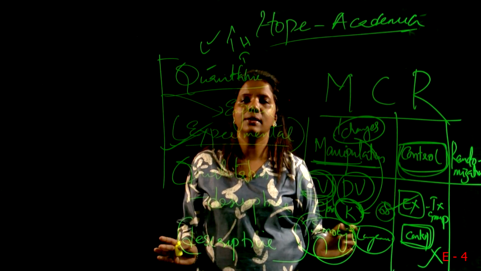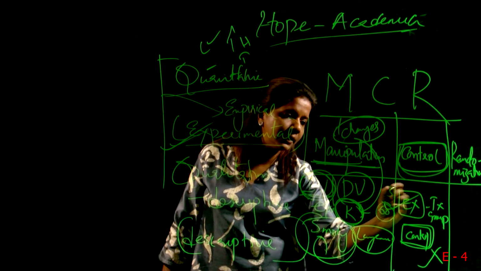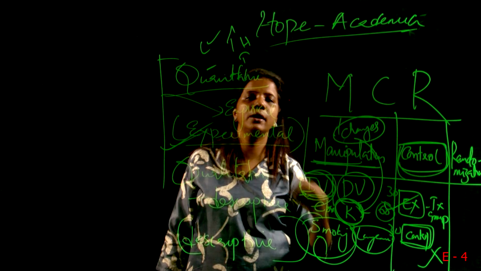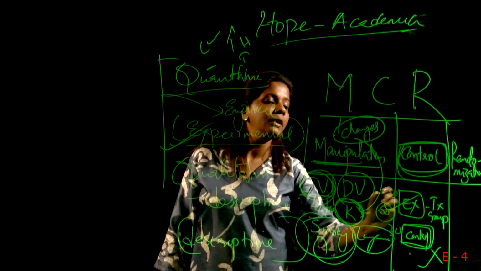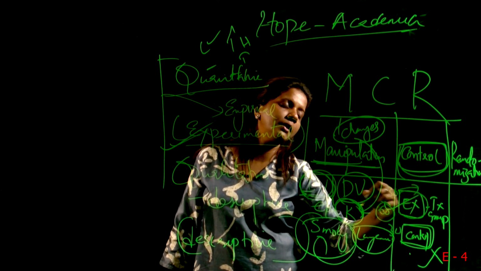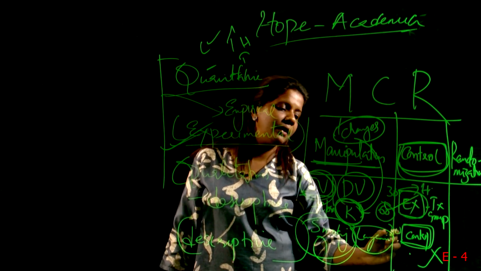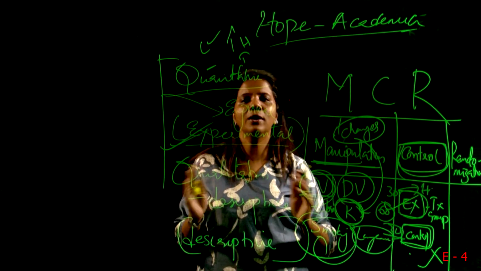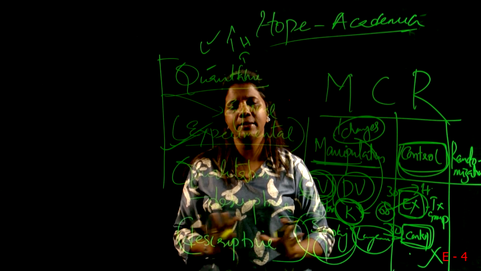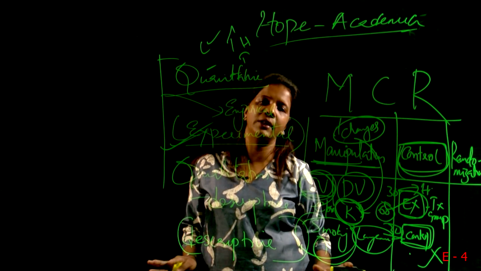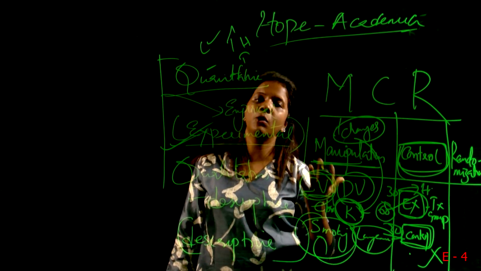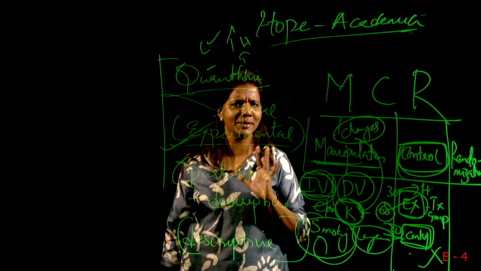60 adolescent girls, and I will divide them into 30 experimental group and 30 control group. To this experimental group I will give health education on menstrual hygiene, whereas for the other 30 I will not give any kind of health education or any kind of intervention. So those 30 will become what? Control group. Okay. So hope it is clear for everyone.